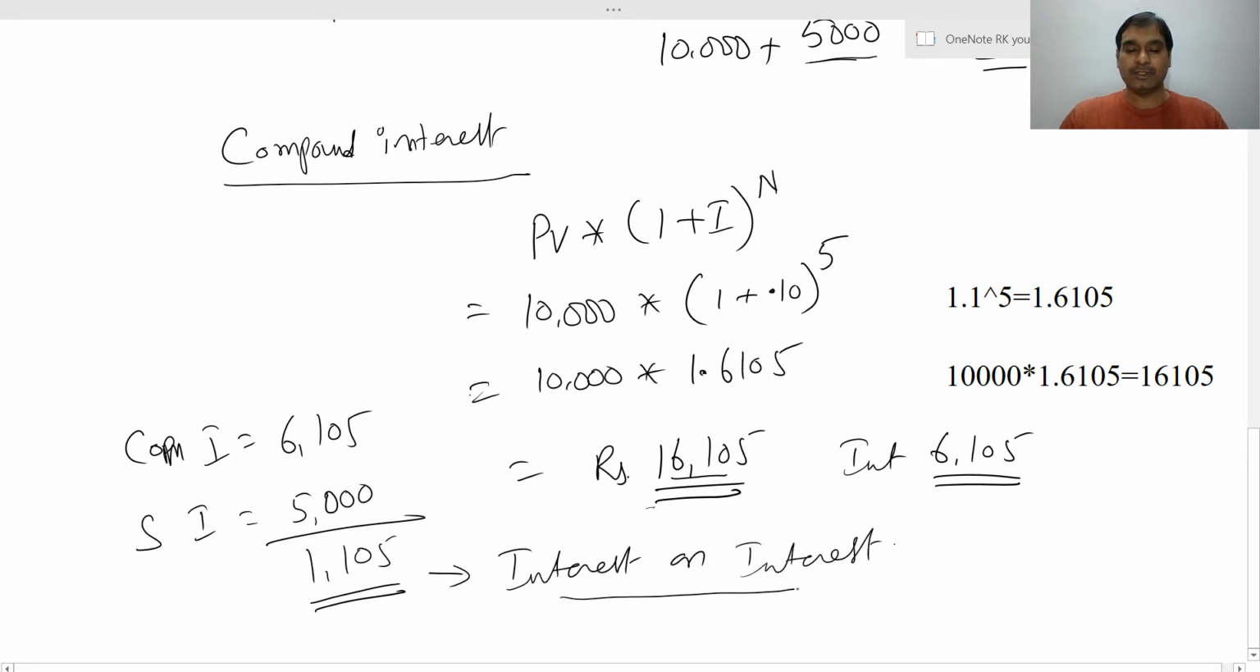That means during the 5 years, whatever interest amount that you earned, that re-earned you an additional 1,105 rupees.